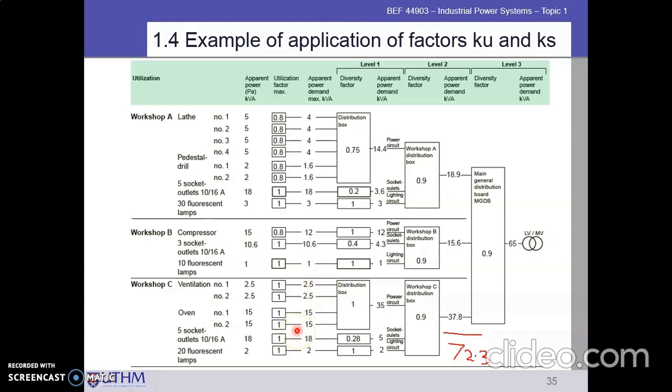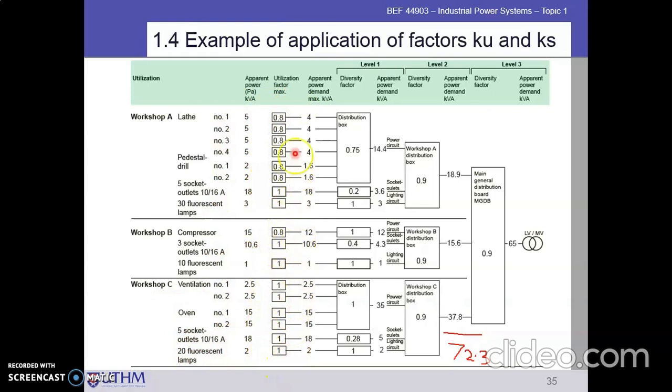This is the example of application of factor KU and KS, utilization factor and also diversity factor. We can see here this is 3 loads: commercial load, workshop A, workshop B, and workshop C, with different types of load here. And then this is the kVA for each load. This one is the utilization factor in the box here.